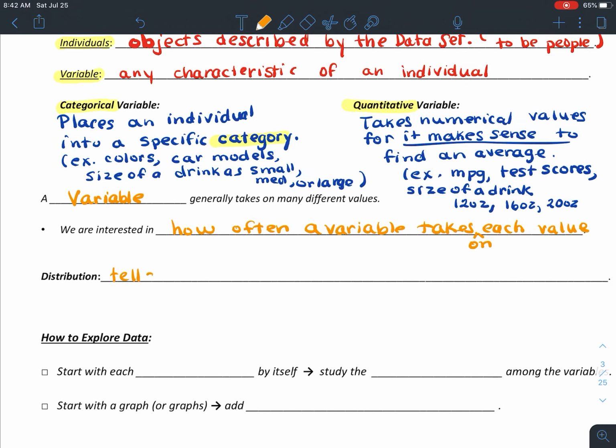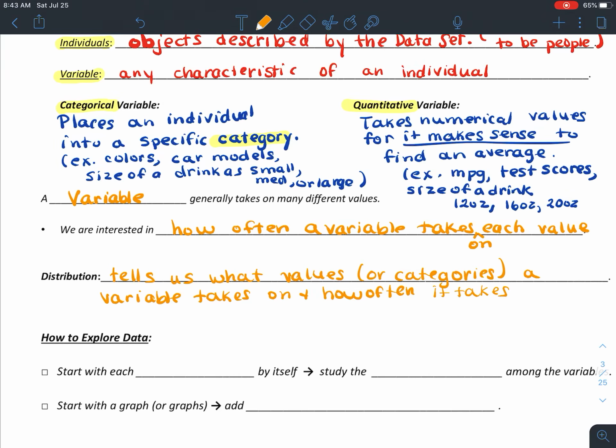A distribution tells us what values, or what categories if we're talking about a categorical variable, a variable takes on and how often it takes those values, okay? So a distribution is what are the values of that variable, and then how often do they occur?